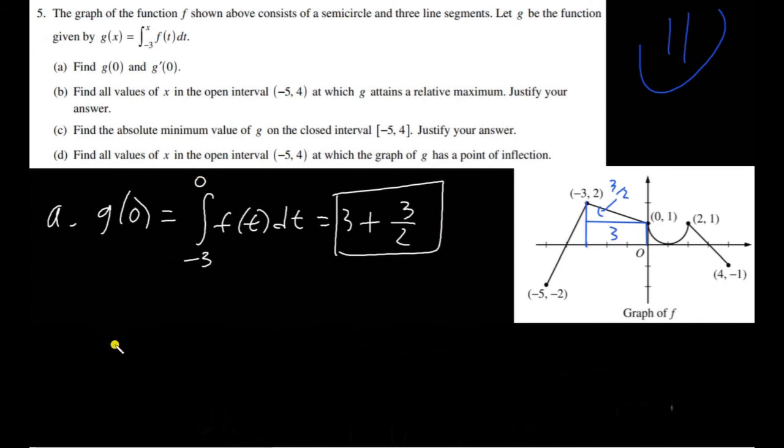And then g prime of 0, right? To figure that out, we'll look at g prime of x. To find g prime of x, we want to take this whole function and take the derivative with respect to x. So g prime of x is equal to d/dx of that integral, that accumulation function.